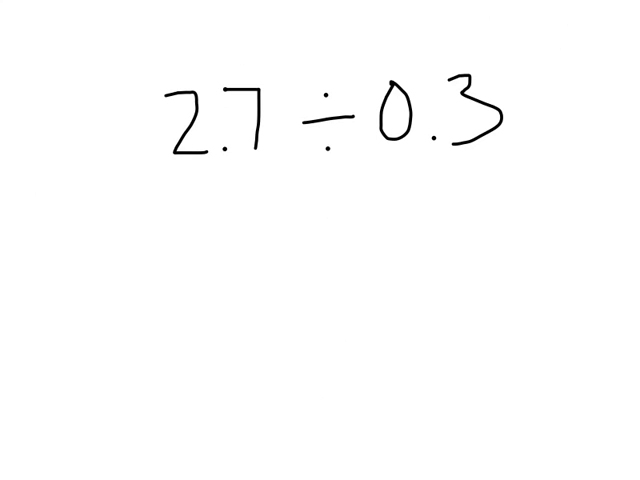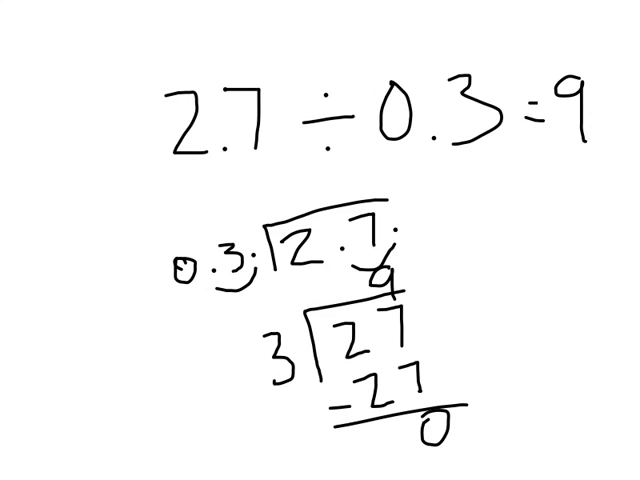Now it's time for you to try 3 problems. What's 2 and 7/10 divided by 3/10? Let's see how you did. 2 and 7/10 divided by 3/10 is the same as 27 divided by 3. That new problem yields the result of 9. 2 and 7/10 divided by 3/10 is 9.